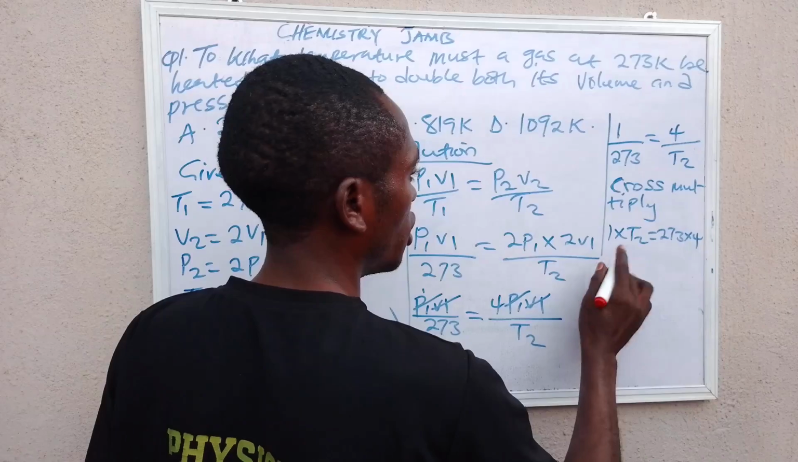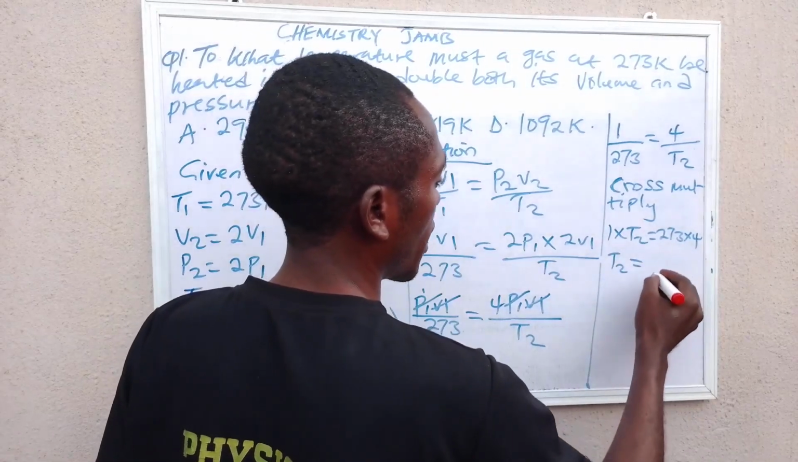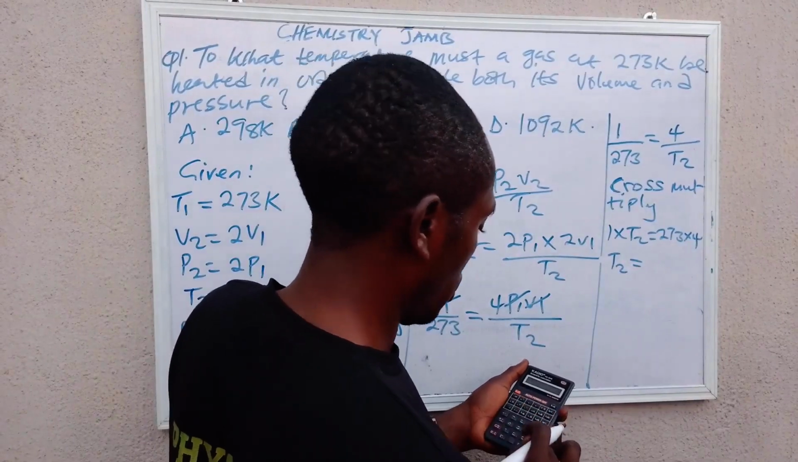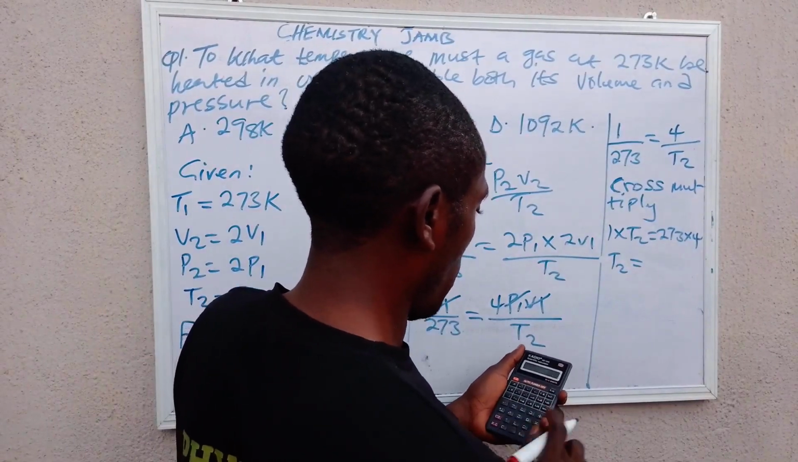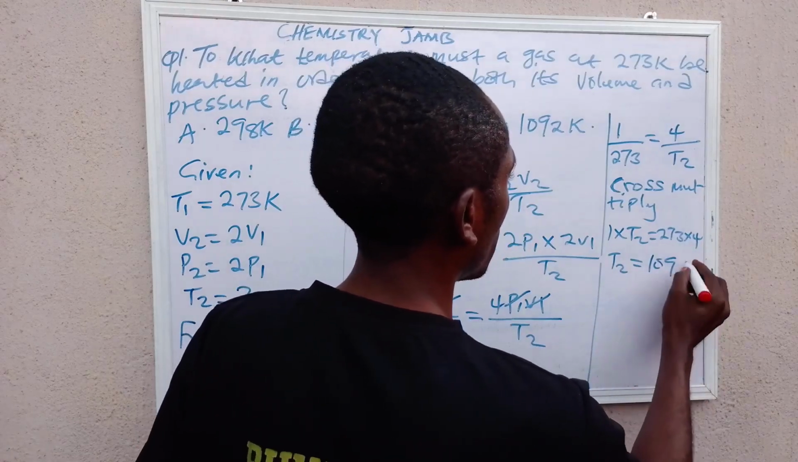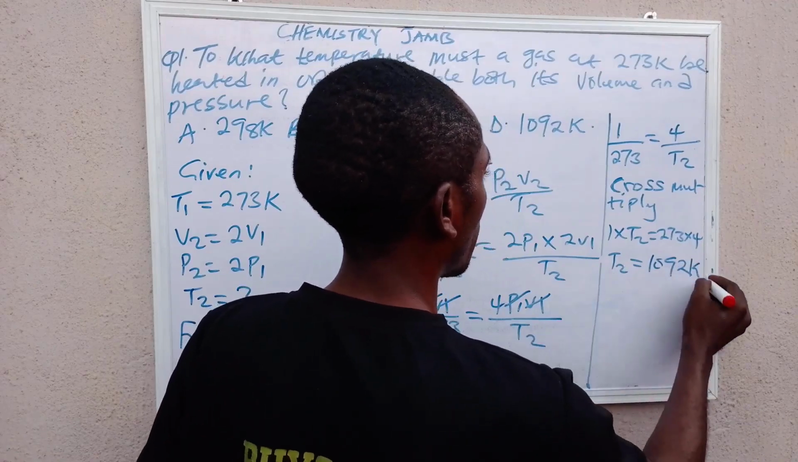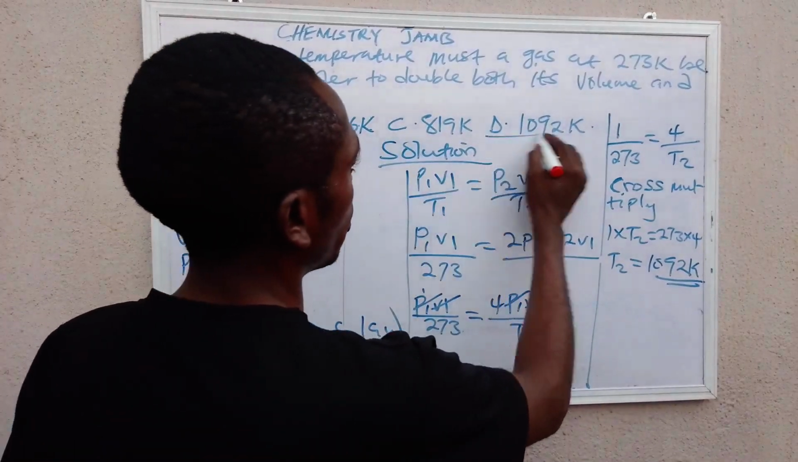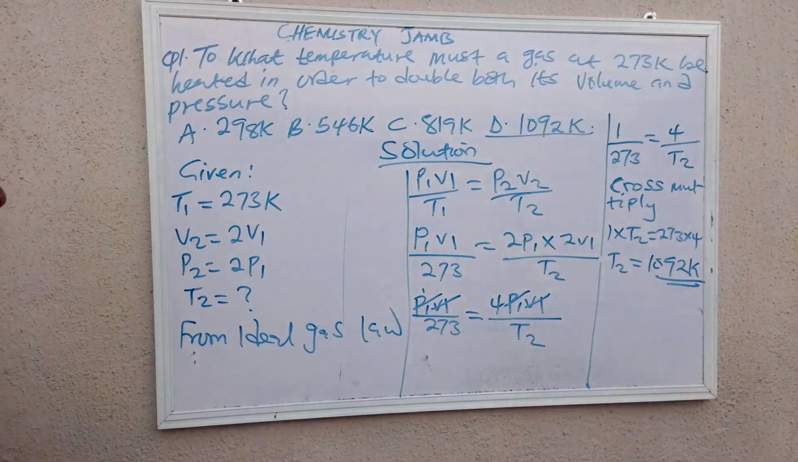1 times T2 is T2. 273 times 4 gives us 1092. So we have 1092, and temperature is in Kelvin. So this is the correct answer. The correct option is option D.